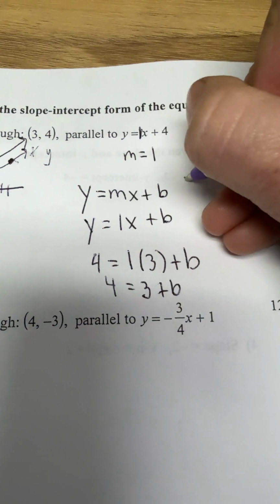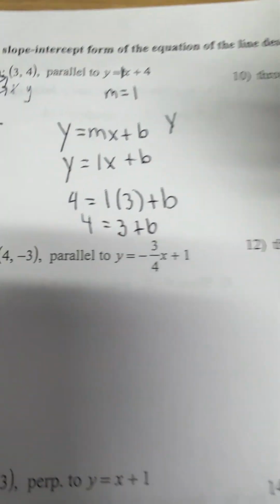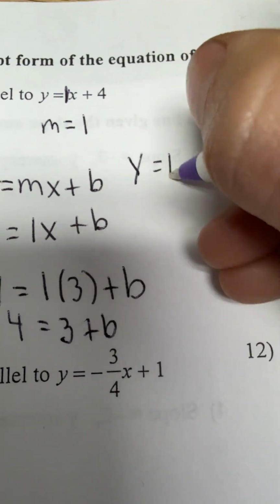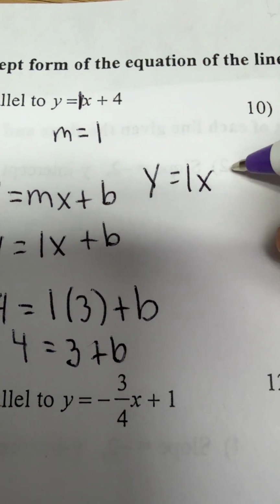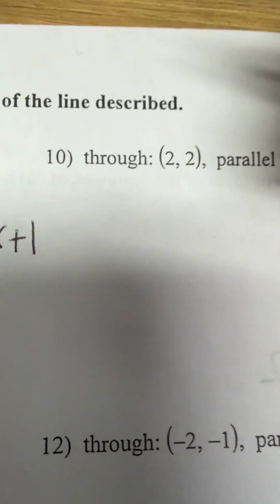So my final answer is y equals, I know my slope is 1 because it has to be the same as that. So that's going to be y equals 1x. And then my b I got to be 1 as well, so 1x plus 1. Let me do that a little faster over here.